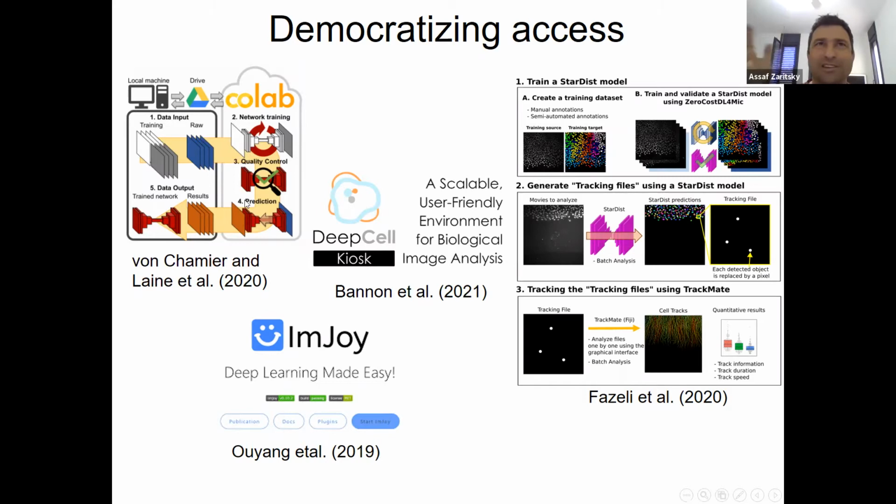But it's specifically a system designed for cell segmentation and tracking, which is a very common task in a lot of applications. And you have here the DeepCell Kiosk, a scalable, user-friendly environment for biological image analysis, or ImJoy. So you have a lot of frameworks that are coming out now. Look at it, I mean, it's all in the last year, right? It's a field that is advancing very, very fast, which allows people to actually use it.